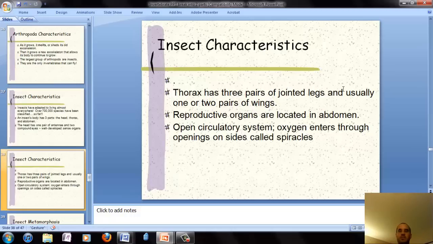Oxygen enters through openings in the sides called spiracles. So it doesn't breathe through the mouth. The spiracles pull in oxygen, and it flows through the interior system of the insect and transports oxygen throughout the insect.